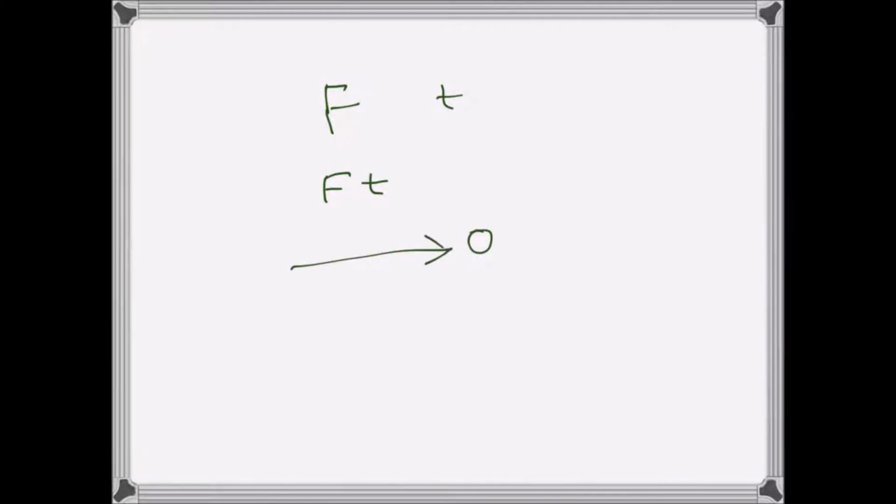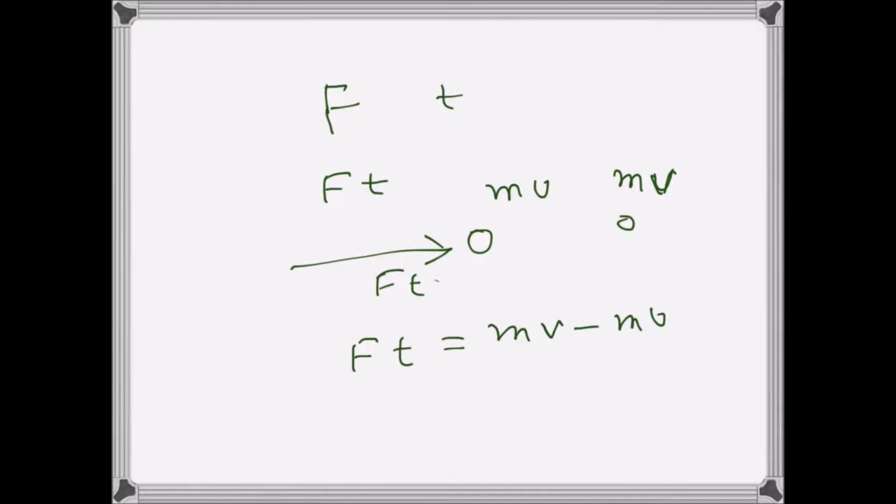Now impulse will be equal to the change of momentum of the object on which the impulse is applied. So let's say this one's mass is m and its velocity before the impulse was u, and once the impulse comes, its velocity changes to v, while the mass stays the same. So Ft is equal to the change of momentum, which is mv minus mu. This is also a direct consequence of Newton's third law of motion.